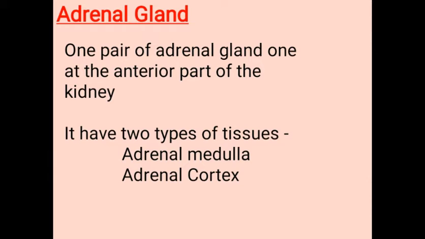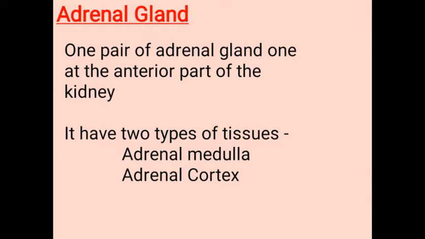Now the adrenal gland is also known as the suprarenal gland. Our body has one pair of adrenal glands, one at the anterior part of each kidney. We all know our body has two kidneys and there are two adrenal glands. Each adrenal gland is located in the anterior part of each kidney, meaning one adrenal gland is above one kidney and the other adrenal gland is above the other kidney.